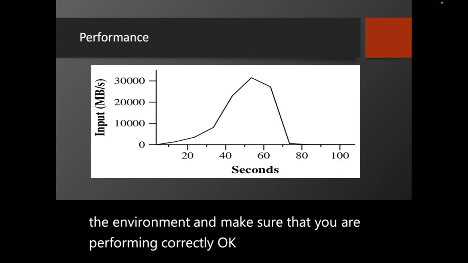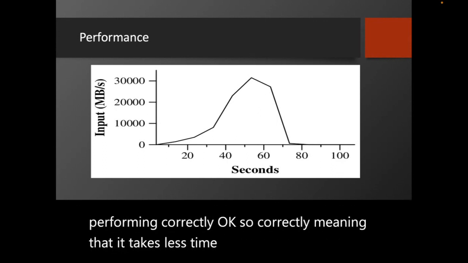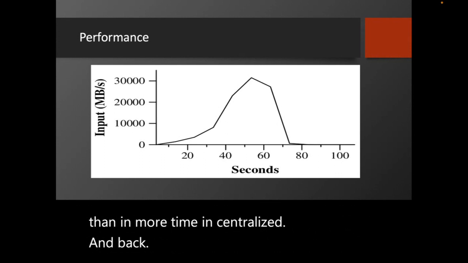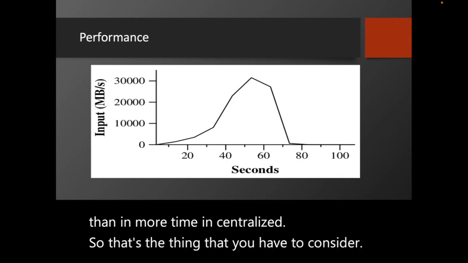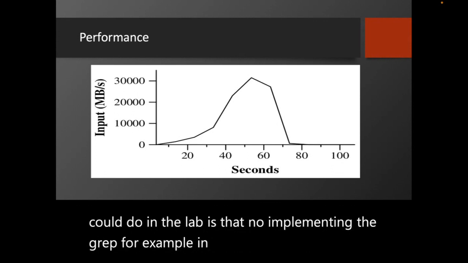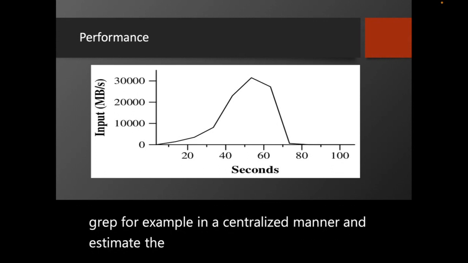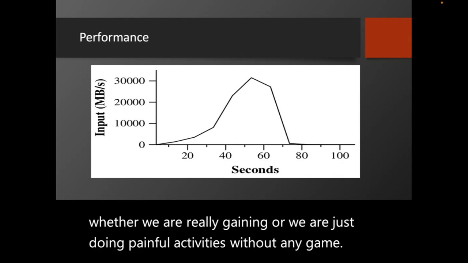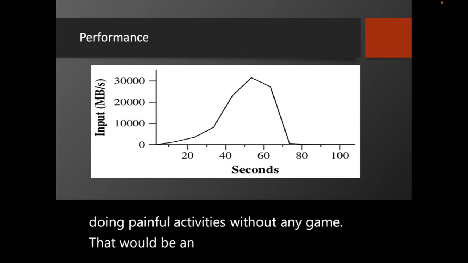Okay, so correctly, meaning that it takes more time to execute in centralized than in parallel. Okay? So that's the thing that you have to consider. So again, an interesting exercise that we could do in the lab is implementing the grep, for example, in a centralized manner and estimate the time, and then go into the parallel version and see the time, and see whether we are really gaining or we are just doing painful activities without any gain. That would be an interesting thing to do.